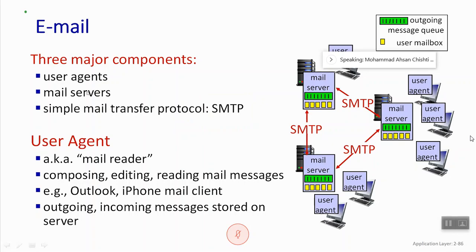So user agents, mail servers and SMTP protocol are the three major components for email services. What is a user agent? It's a mail reader. It's like your phone's email client where you start writing the mail, from the inbox where you compose the file. That is what a user agent is, where you can type in a mail, you can edit, you can read and so on. That is what we have as a user agent.